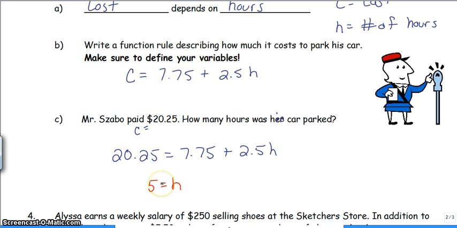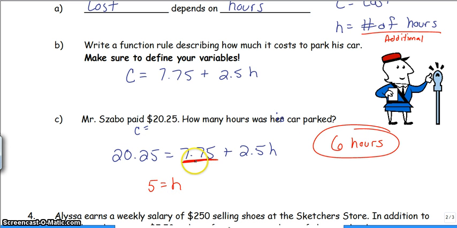If H is 5, remember, this is the number of hours, but it's the number of additional hours. So my car was parked for this first hour as well. So to answer this question accurately, it is not 5 hours. My car was parked for a total of 6 hours. The 5 additional plus the $7.75 for my initial hour. Okay, so that's number 3. If you haven't done number 4, now's your last chance. Hit pause and go ahead and start and finish number 4.